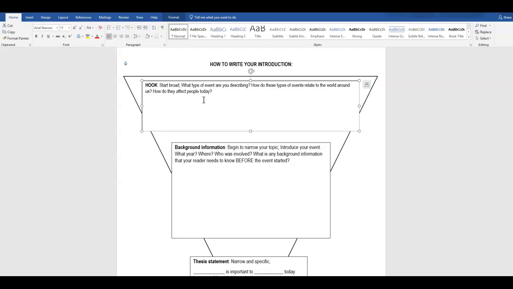If you are choosing to do the plague, for instance, the Black Plague, well, you want to start your paper off talking about the plague in general. If you're going to do a paper on Hurricane Katrina, then you would start your paper off by discussing hurricanes in general. So when you're writing your introduction, you're going to start out in a broad, non-specific way. You are not going to introduce the topic at all until you get to the background information.